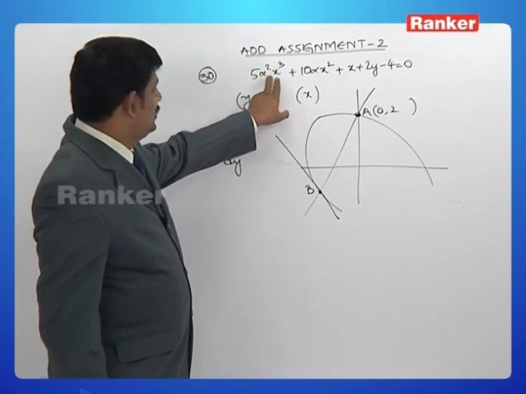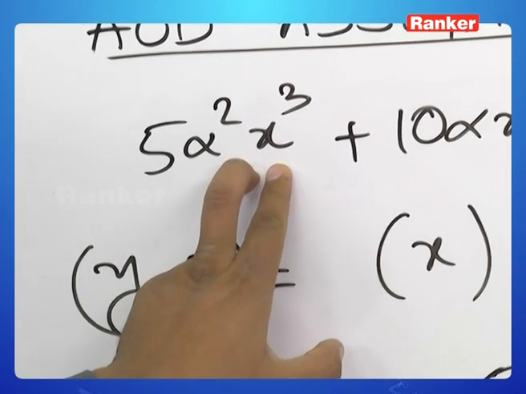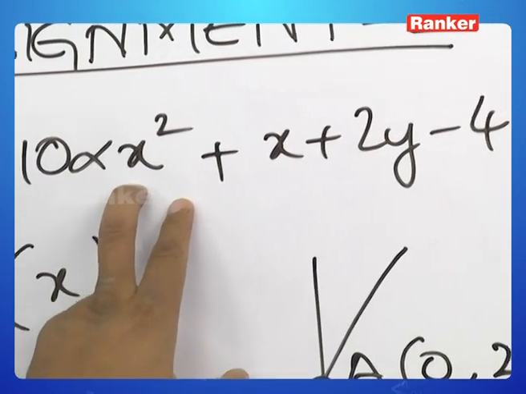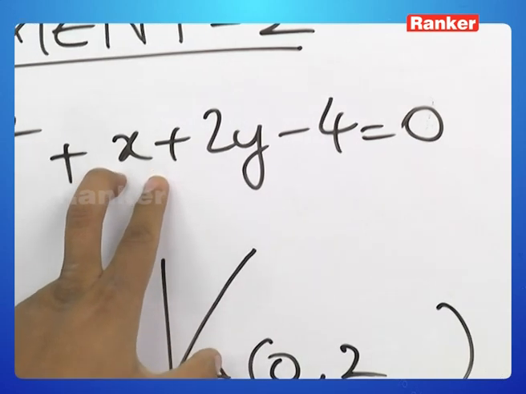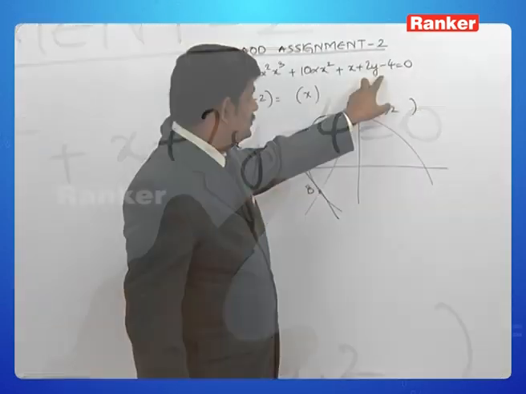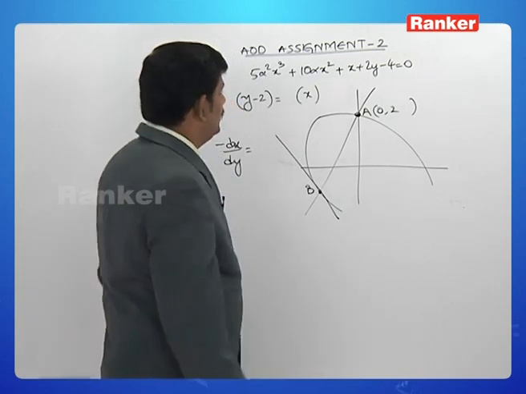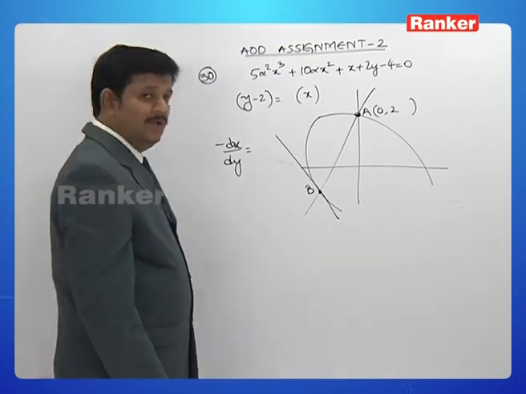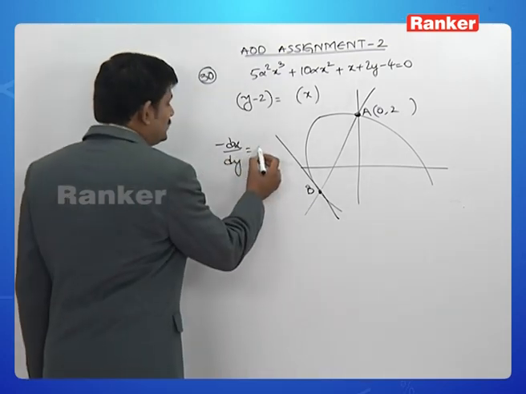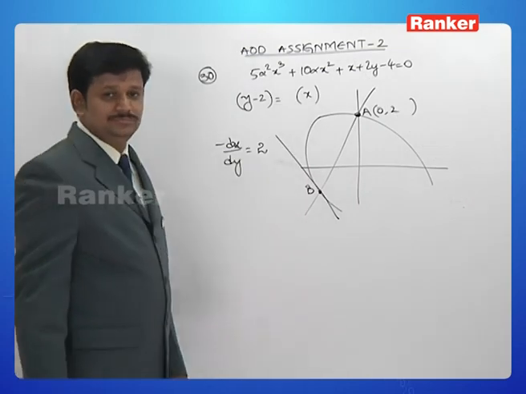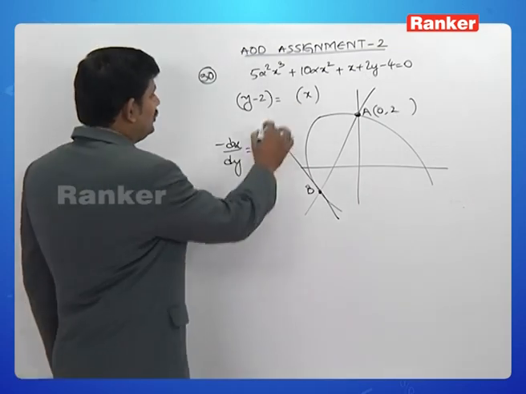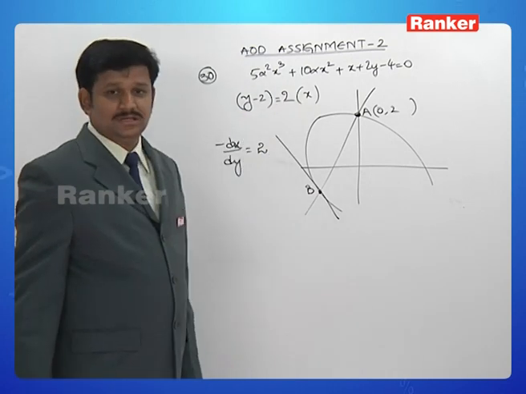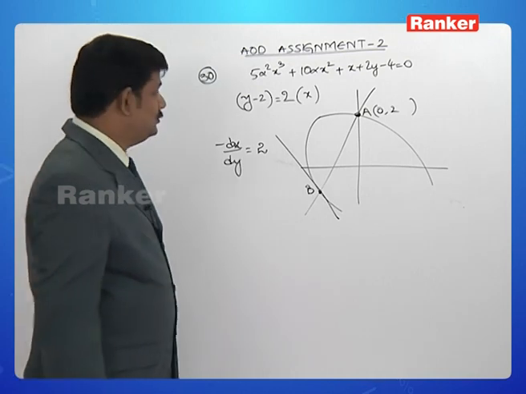The derivative of this is 3x square, and at x equal to 0 it becomes 0. The derivative of this is 2x, and as x is equal to 0 this becomes 0. The derivative of x is 1. 2 dy by dx is equal to 0, or dy by dx is equal to minus 1 by 2. So, minus dx by dy will be equal to 2. So, the equation of the normal is y minus 2 is equal to 2x.